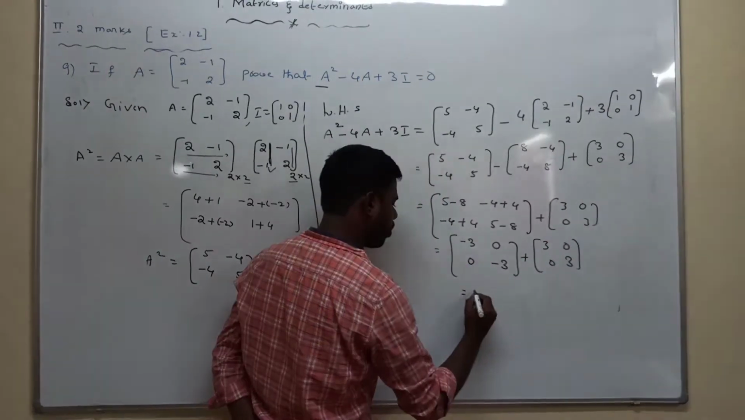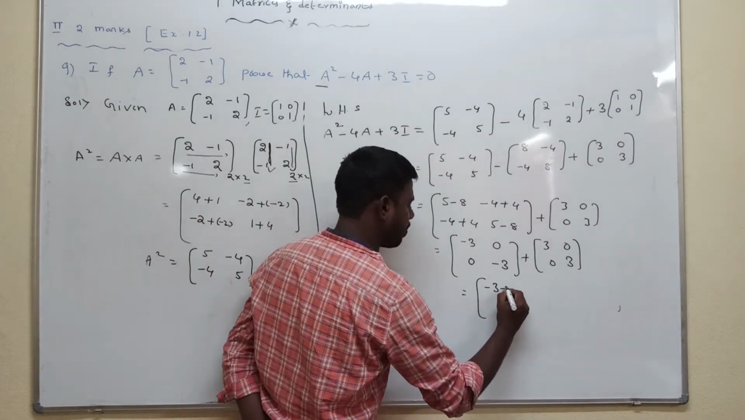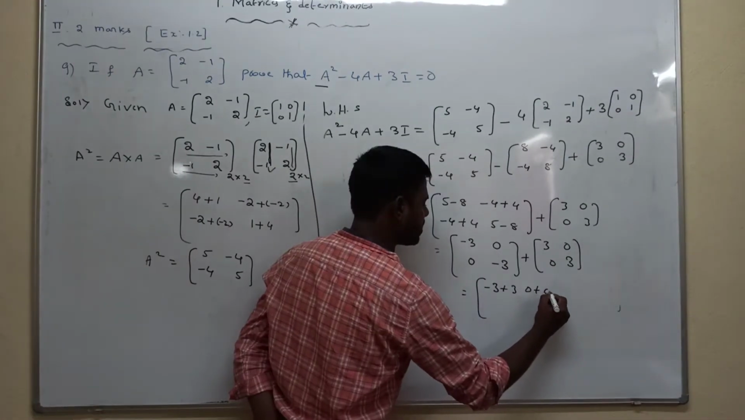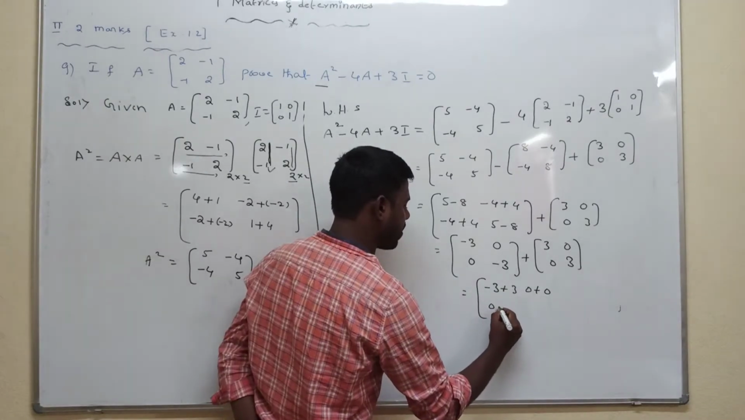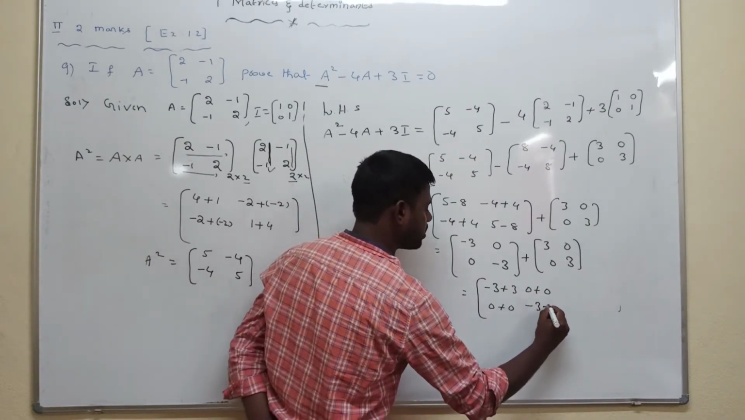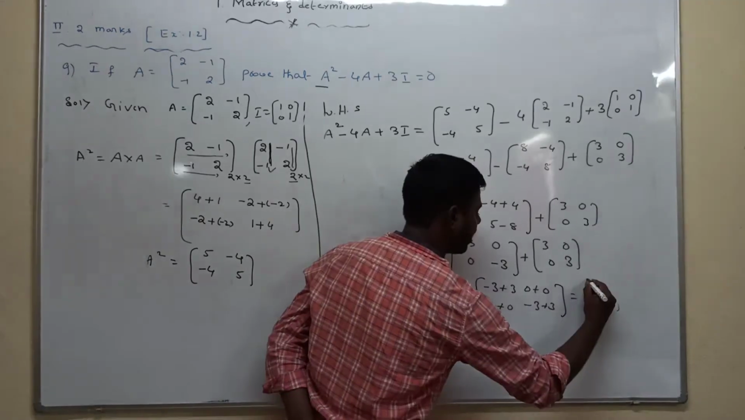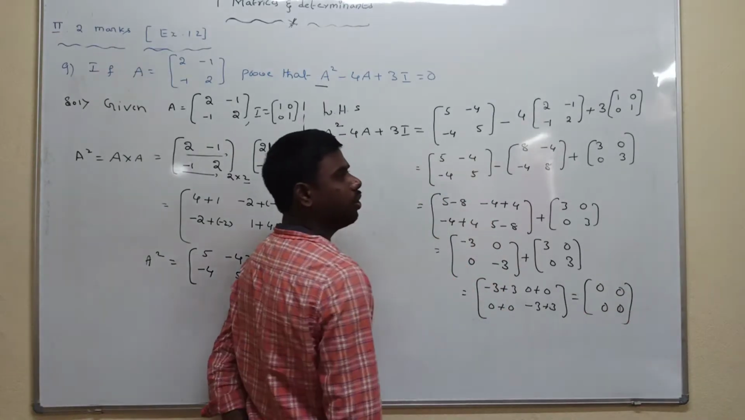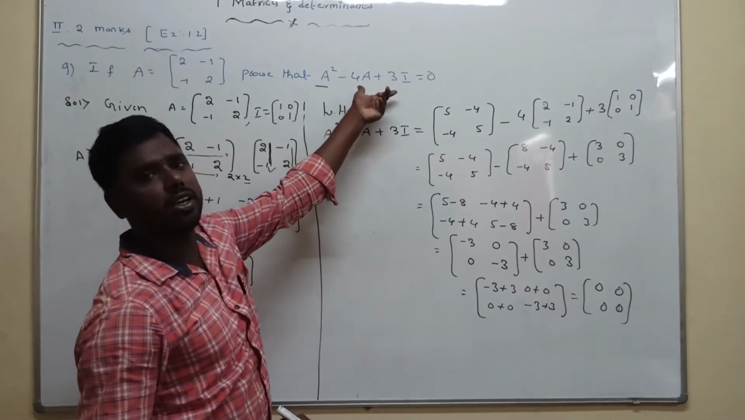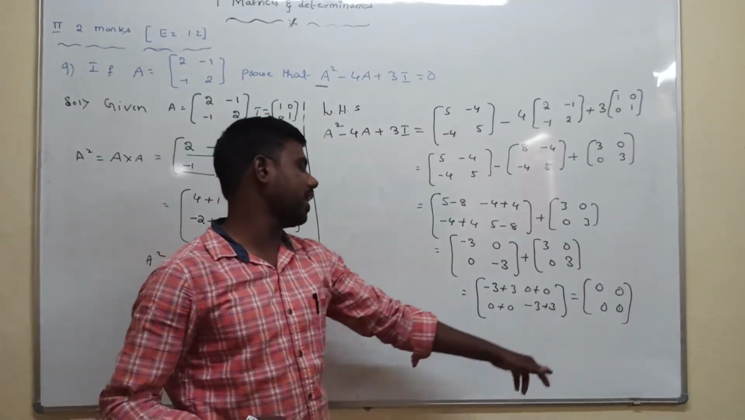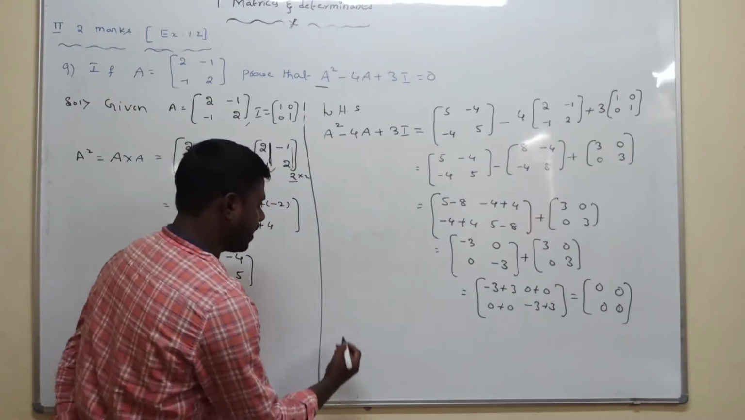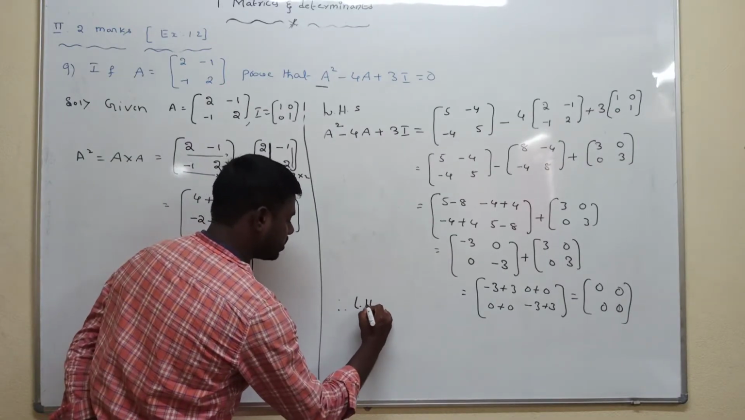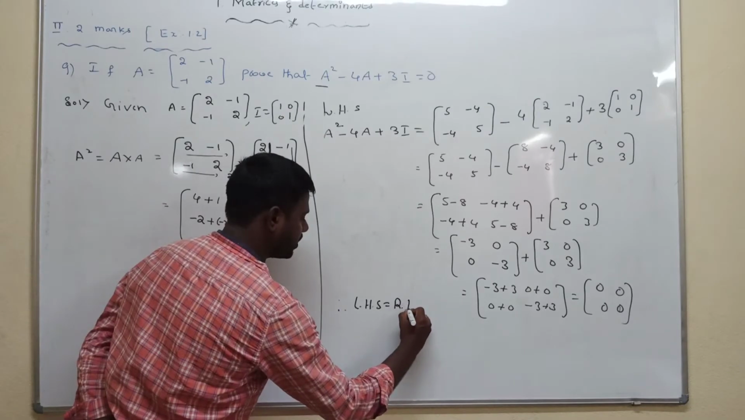Now adding the corresponding elements: first element plus first element, second element plus second element, second row first element plus first element, second row second element plus second element. Finally you get the null element 0 0 0. So we are taking the left hand side condition, finally to prove the RHS value is a null matrix. Conclusion: LHS is equal to RHS.